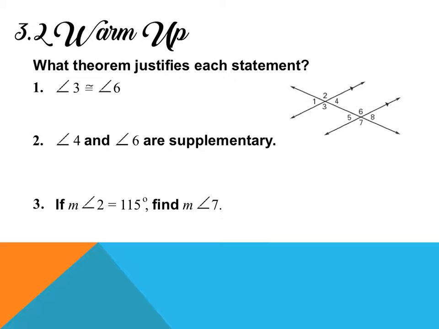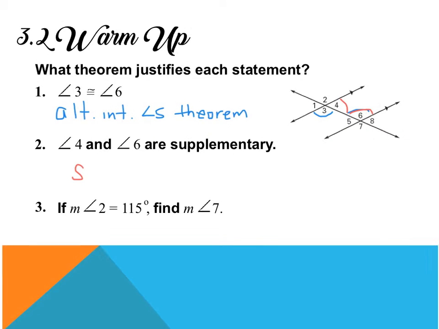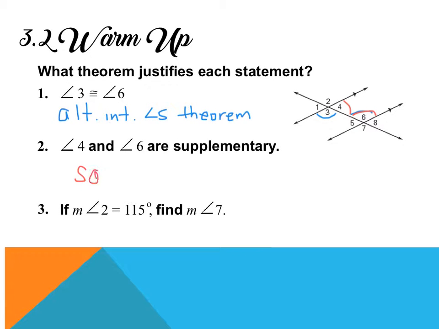So 3 and 6 have what relationship? Good. So this would be the alternate interior angles theorem. And then 4 and 6. So 4 and 6 have what relationship? Same side interior. So this is same side interior. So that's not corresponding? Corresponding.